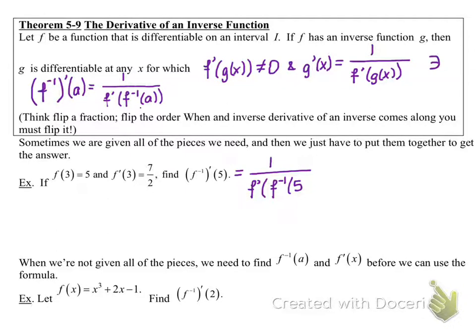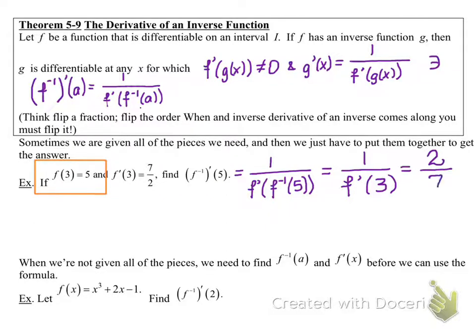And in order to do that, we need to look at what our value of the inverse of 5 would be. F inverse of 5 would be 3. So now all we need to do is look at f prime at 3. And f prime at 3 is 7/2. So we get 2/7.